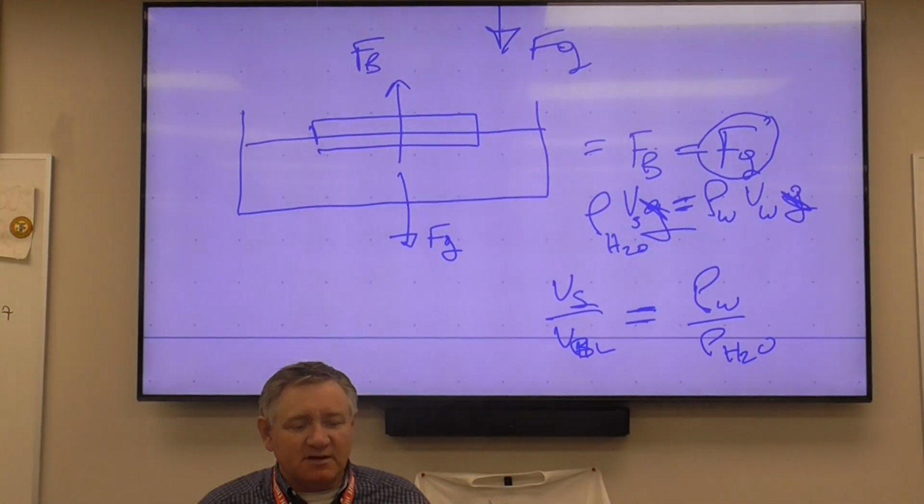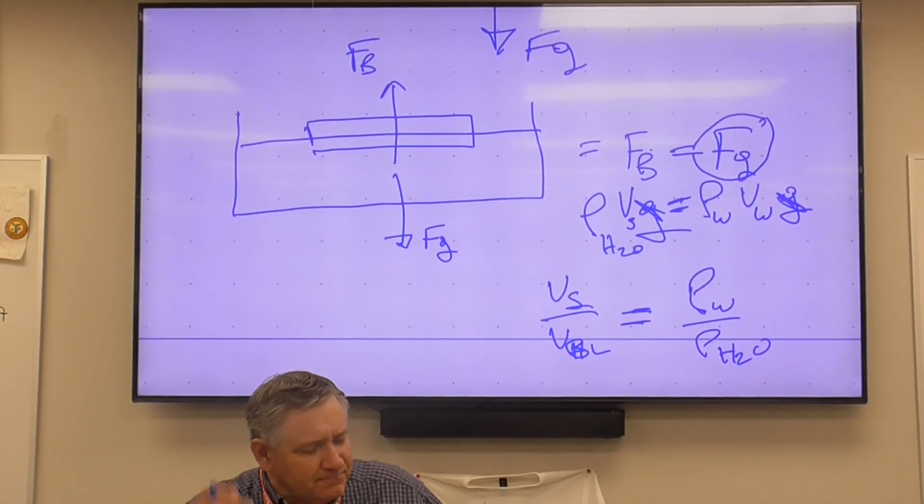If they did equal, that's new math. That's weird. No, you're looking at it.